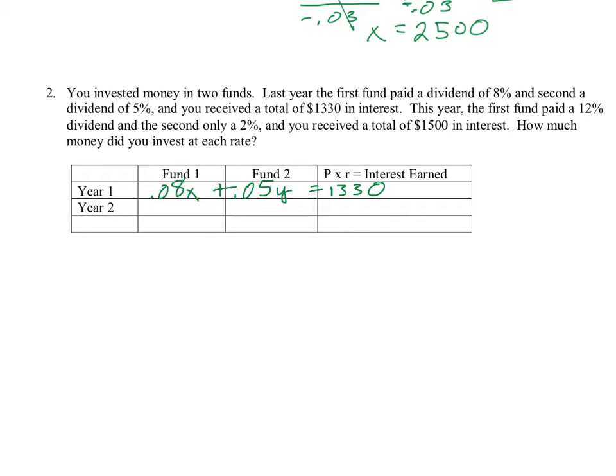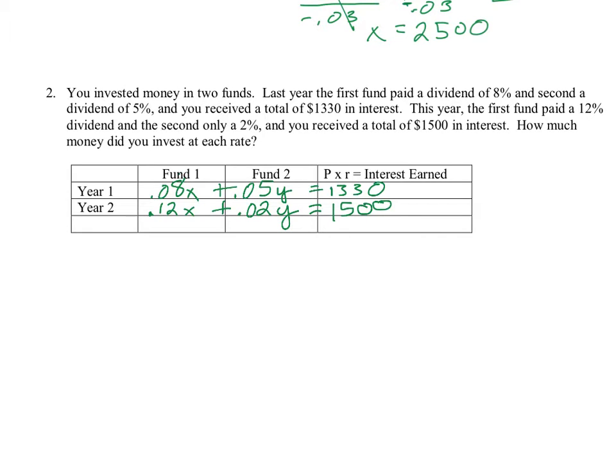Okay. This year, the first fund paid 12%, and the second only 2%. And I received $1,500 in interest. How much money did you invest in each one? Well, it doesn't tell me a grand total, so that's going to make it a little more complicated. But now I have 2 equations, so that's all I really have to worry about.